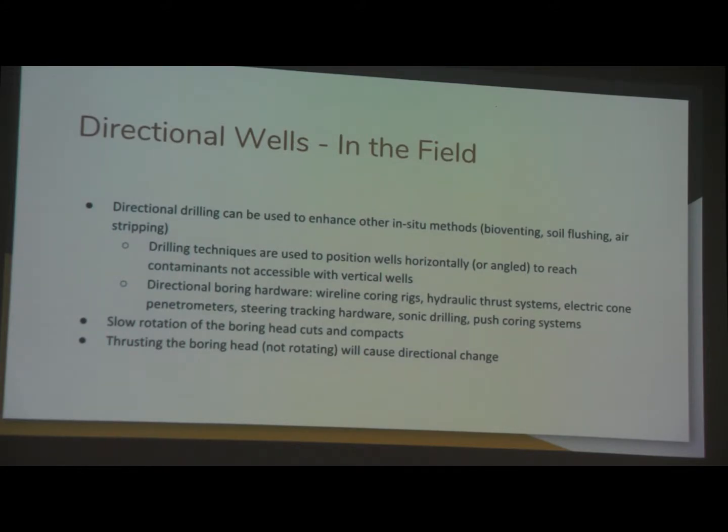Directional control is obtained by properly positioning the well at the start and then pushing it down. But as you go down, a slow rotation of the boring head is going to compact the soil into the bore walls and move it down, while not rotating that boring head, you kind of picture it in your head, is what's going to cause the directional change as you go down at the specific height you want it at.